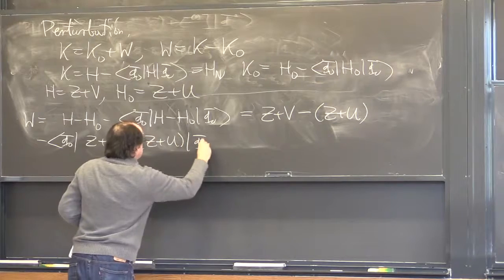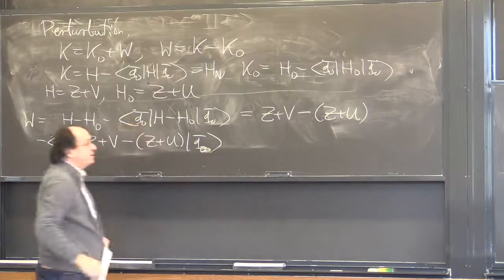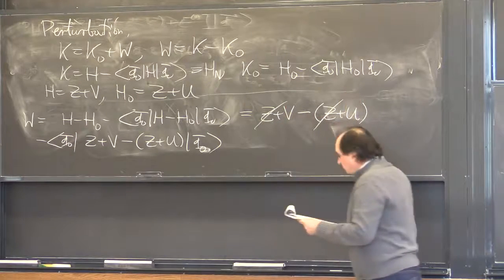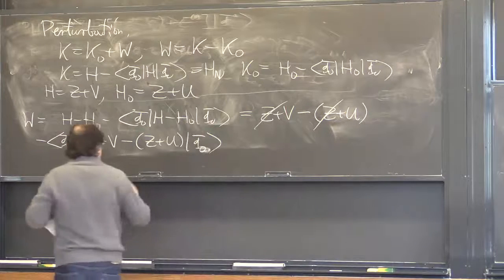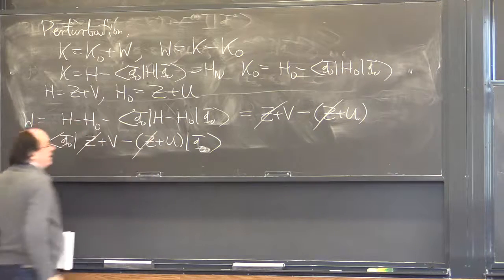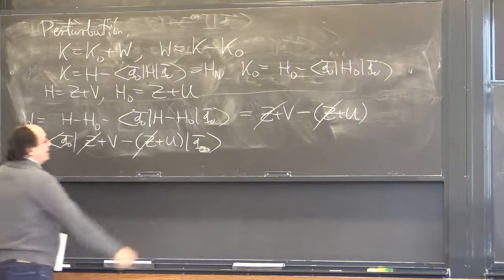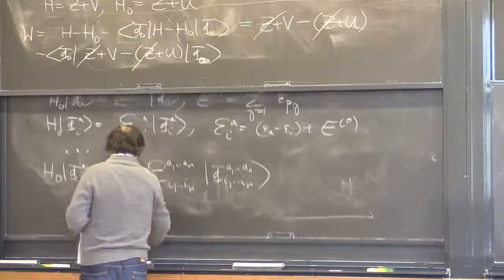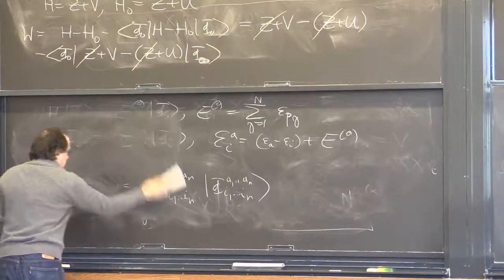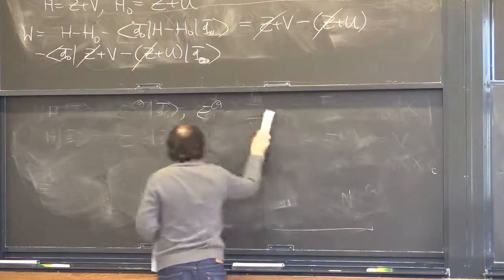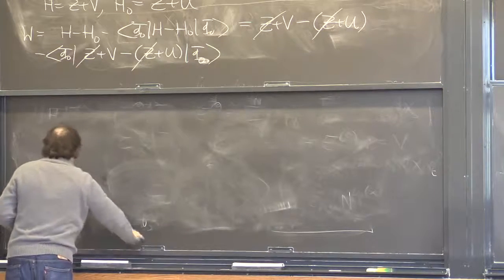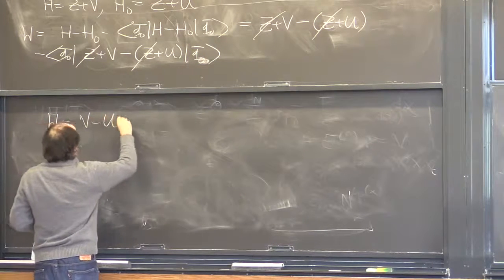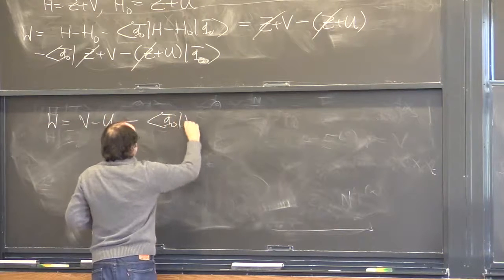Well, as you can see, the one-body part, Z, cancels out. So Z cancels out with this one, and we have the same cancellation in our expectation value. So our W becomes V minus U minus an expectation value of V minus U.